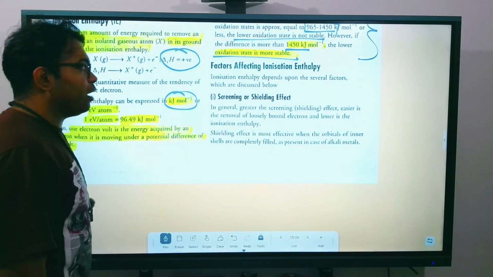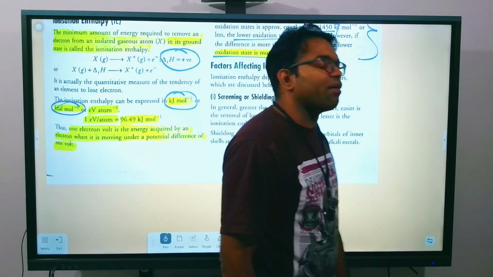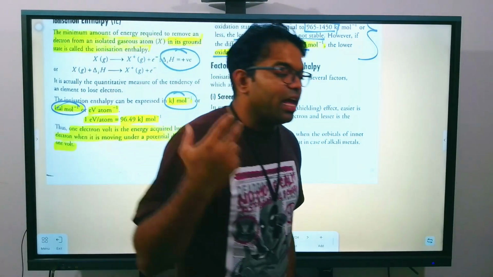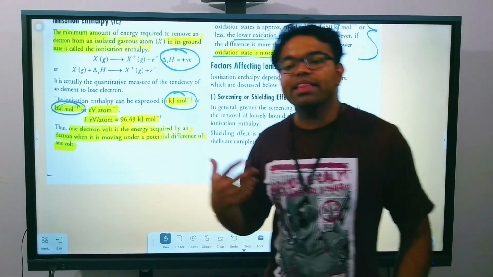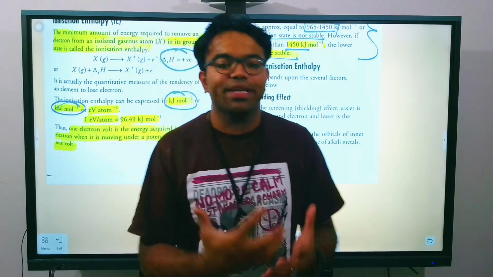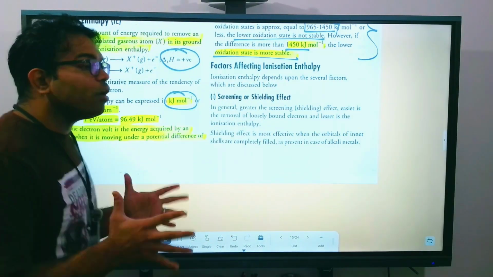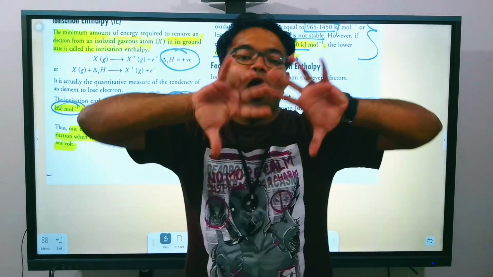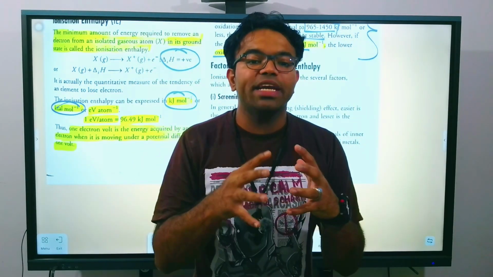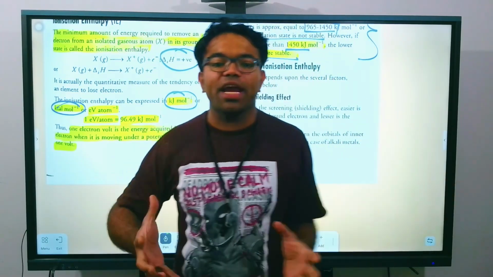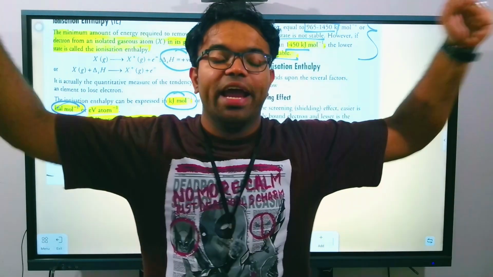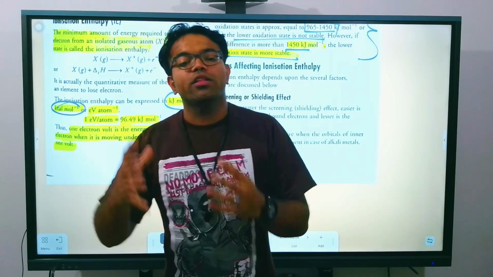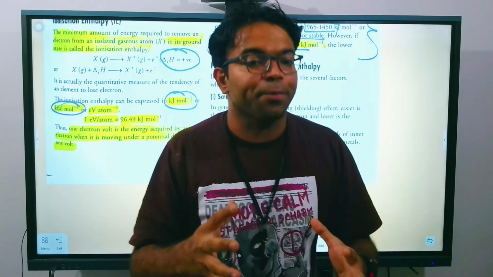Factors affecting ionization enthalpy. Ionization enthalpy depends on several factors. The two main important factors that we need to understand are the screening effect or shielding effect and the effective nuclear charge. What is the screening effect? The shielding effect basically means the repulsion that the outer electrons experience from the inner electrons. See, the nucleus is trying to hold all the electrons towards itself. It is pulling all the electrons towards itself. It wants all the electrons to stay in its shell.